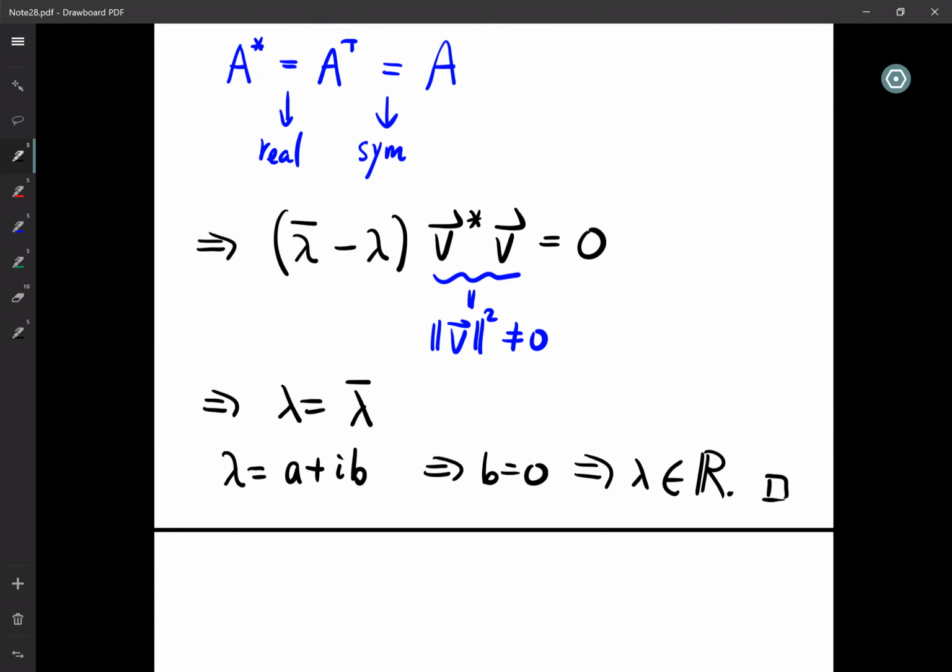Any other question? Yeah, as I said, it's a bit technical, so I'm trying to go slowly with this.